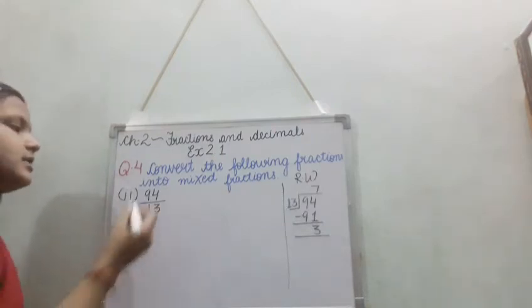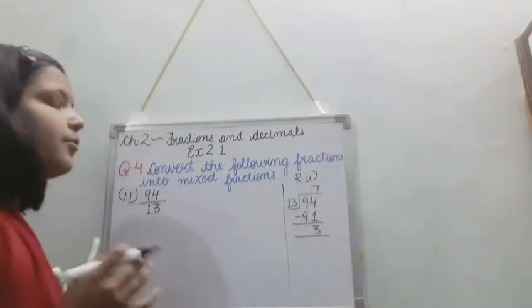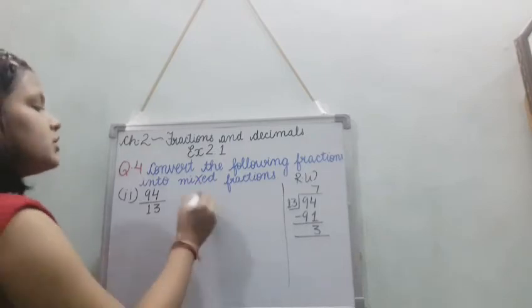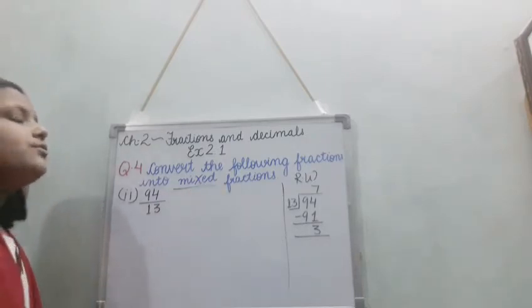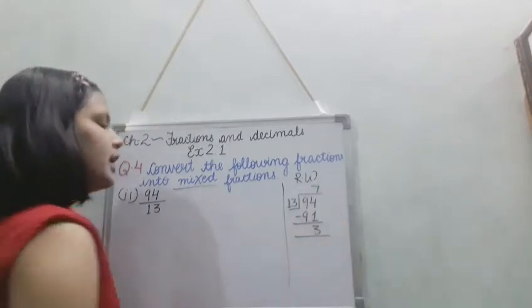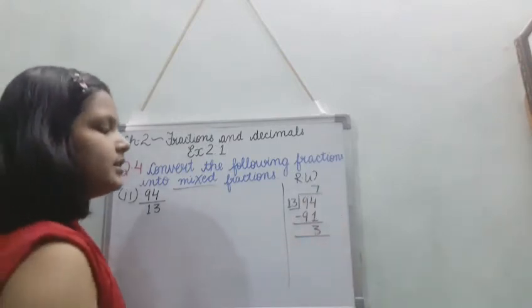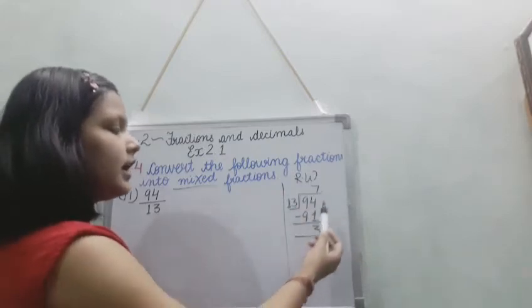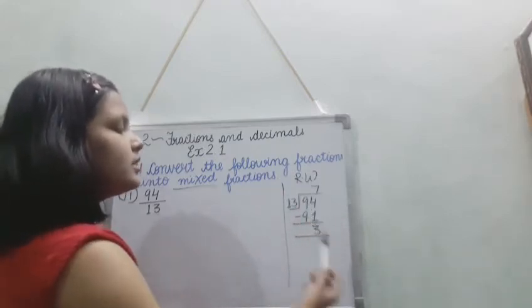So the second part is 94 upon 13. This is an improper fraction and you have to change it into a mixed fraction. So firstly you will divide 94 by 13, and I have divided before only. So you can see 13 sevens are 91. So 3 is the remainder.